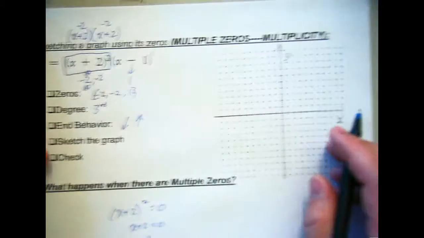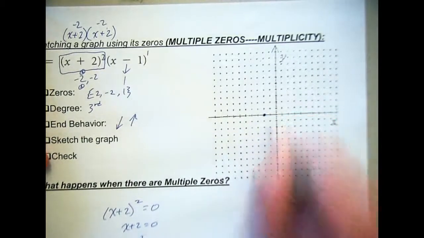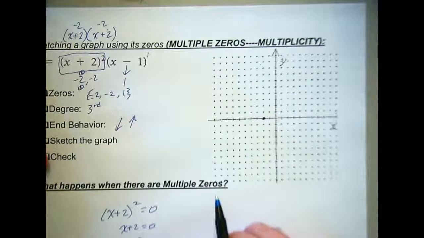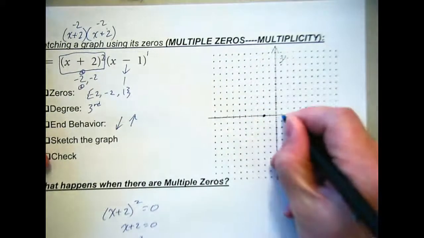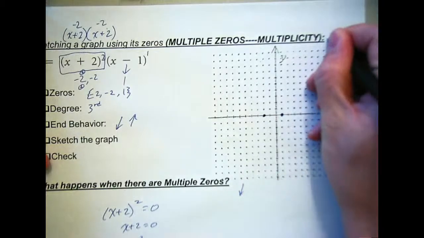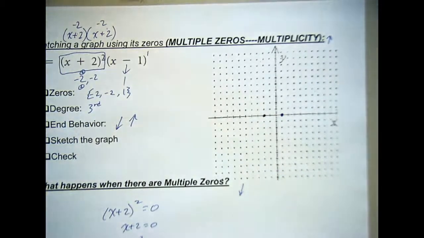Sketch the graph. Well, zeros are easy. Negative 2. There it appeared once. And look, there it's twice. Okay, you just put a dot on negative 2, and 1. And end behavior, down, up. Tell your neighbor how you're going to make that graph work. Time's up. Parker, what do you got?